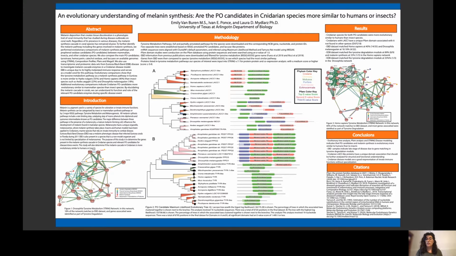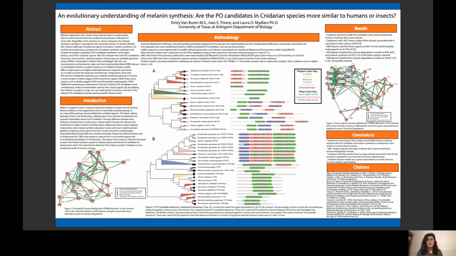For our STRING networks, we're overlaying information of sequenced tyrosine metabolism genes. We're including anything that was associated with Eunicea Black Band in their transcriptome or their proteome. In the human network, we see that there's a 40% matching rate to the Eunicea Black Band disease sequence, tyrosine metabolism, and then in Drosophila, we see it at 18%. Further broken down, we see that the tyrosine degradation module is 89% matching for Eunicea Black Band to Homo sapiens and 33% to Drosophila.